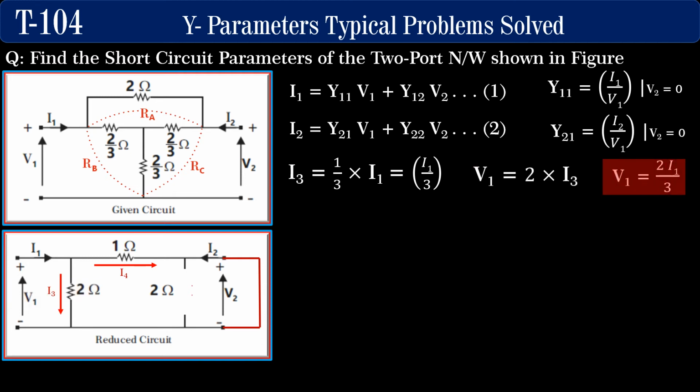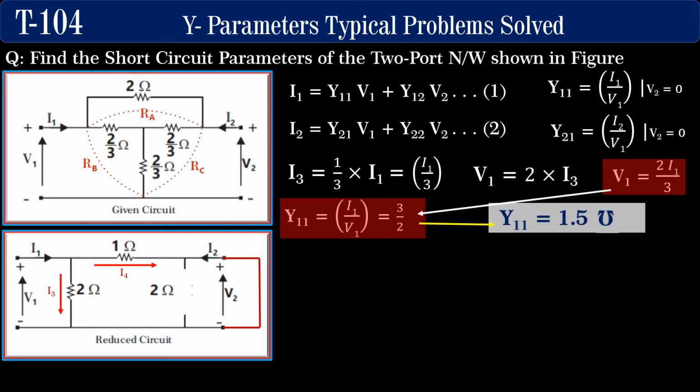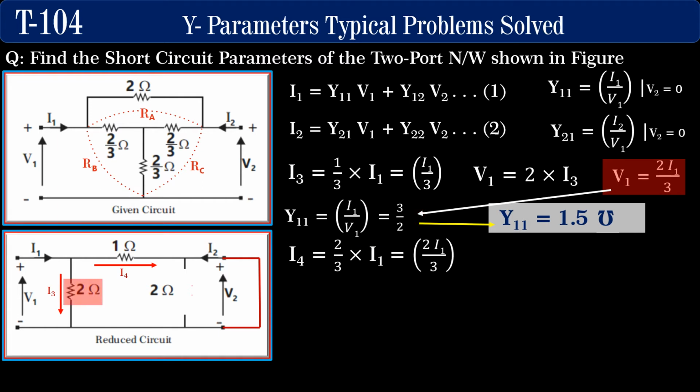By substituting the value of I3 equal to I1 divided by 3 and solving, we get y11 is equal to 1.5 mho. Similarly, to find y21, we see that I4 is equal to 2 divided by 3 into I1. So, I4 is equal to 2 I1 divided by 3.